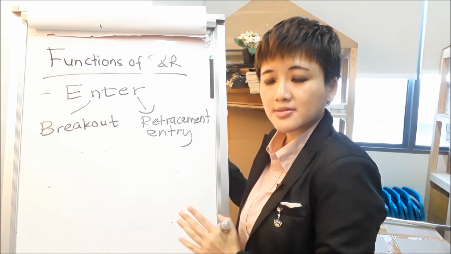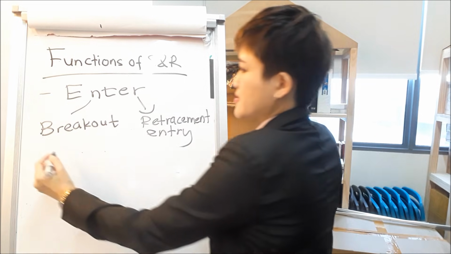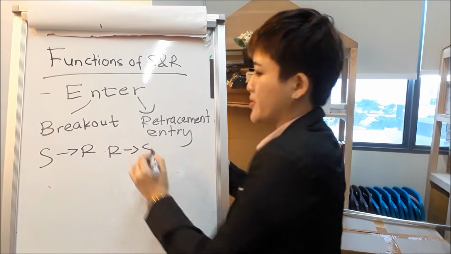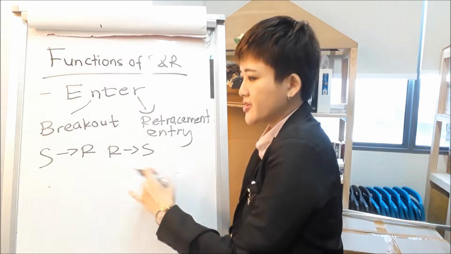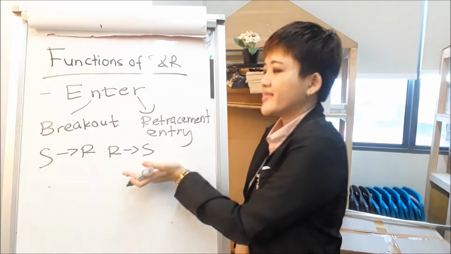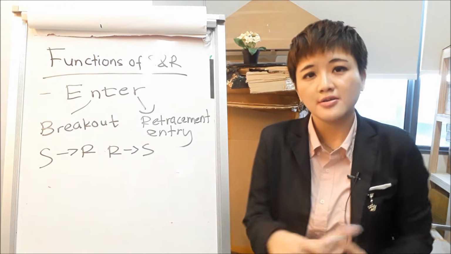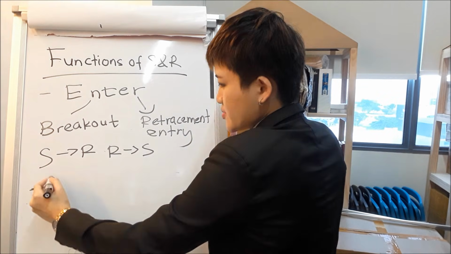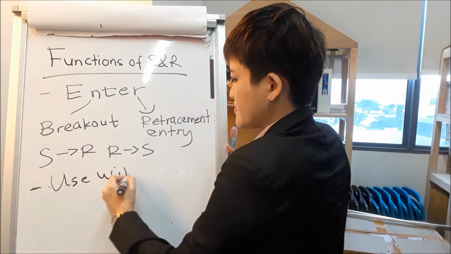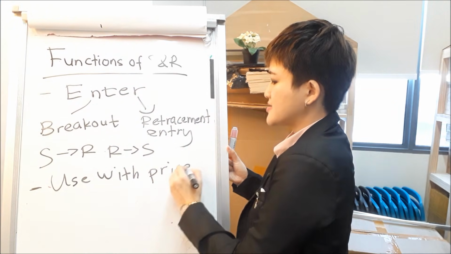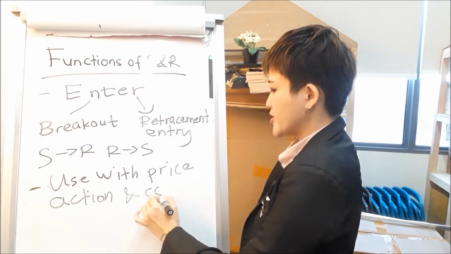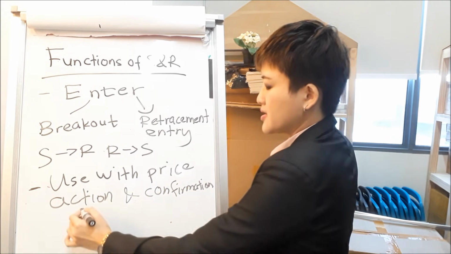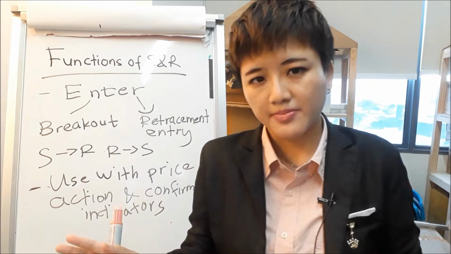You need to understand that support can become resistance, resistance can become support, and also, it can go on and on. Resistance can become support, support can revert back to becoming a resistance. And also, another thing you need to understand is you gotta use it with your price action strategy and also your confirmation indicators. Later, I'll give you some examples.